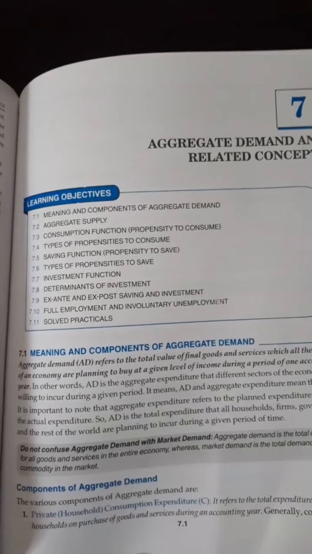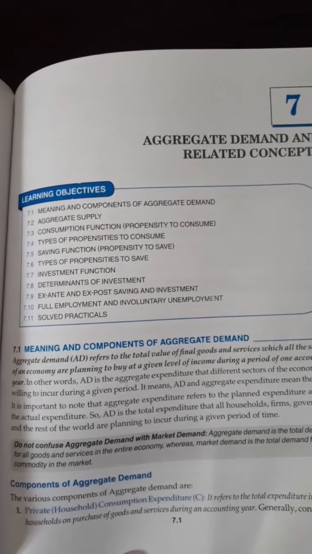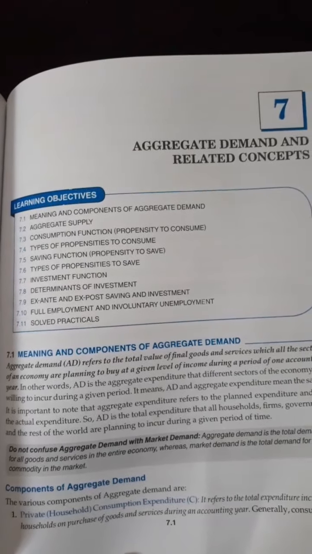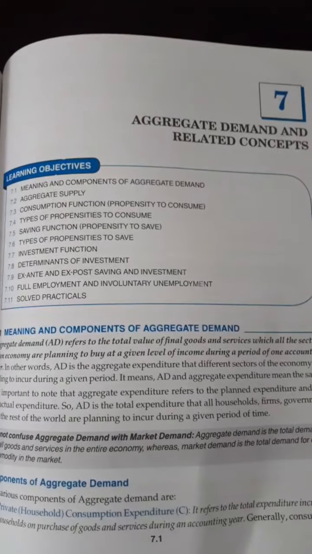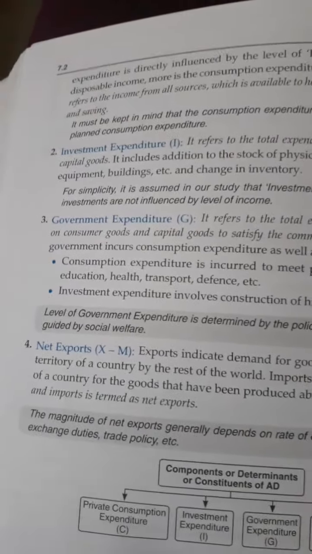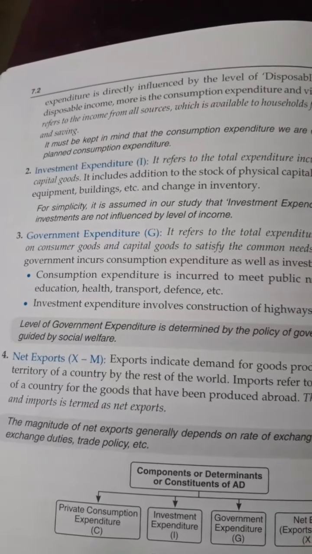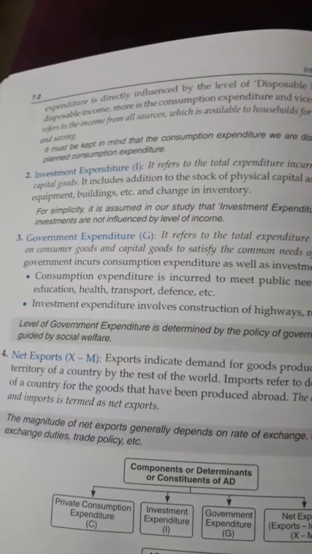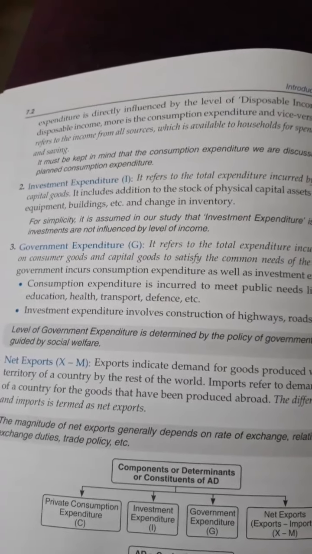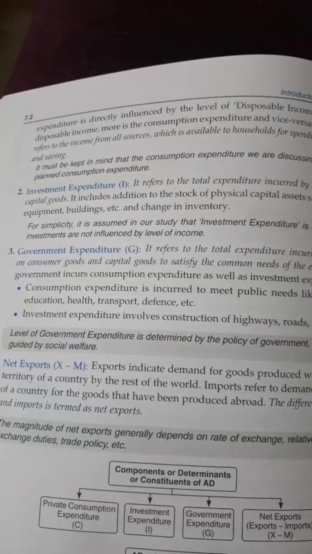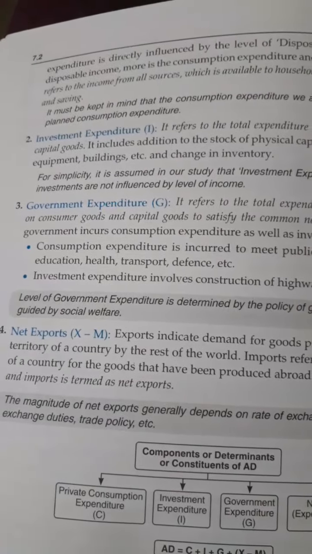Understood? And if we go to the components of aggregate demand, first is private consumption expenditure. This is known as household consumption, which we use for our daily needs. Second component is investment expenditure. It can be understood with the abbreviation I. It is the total expenditure by all the private firms on capital goods.